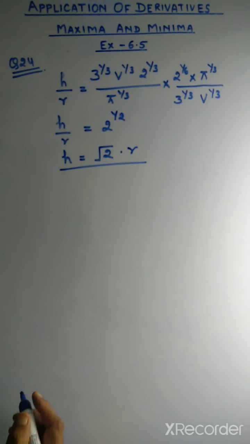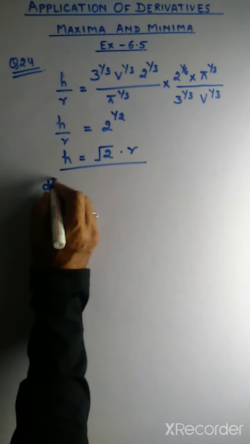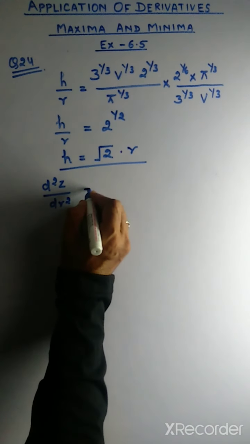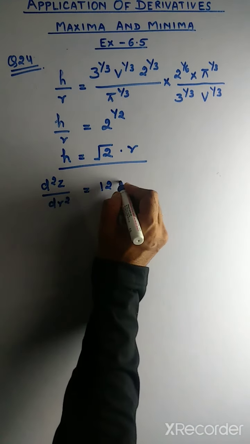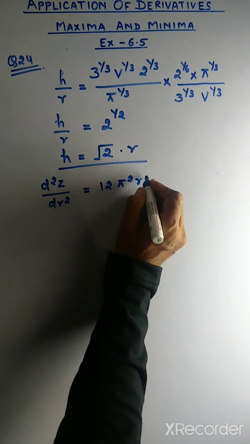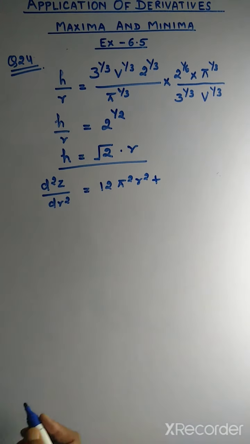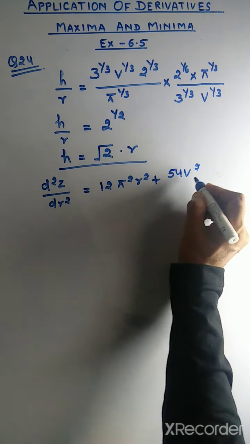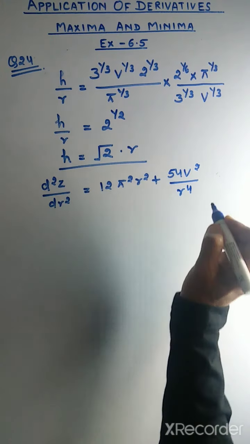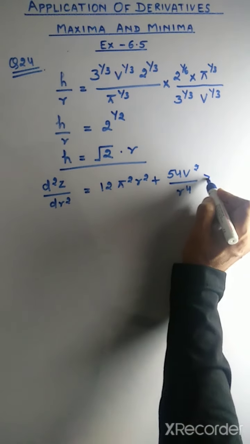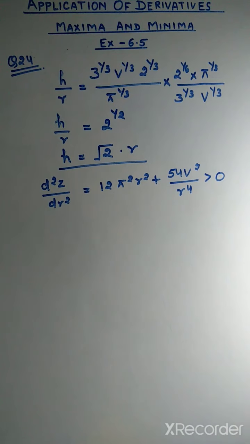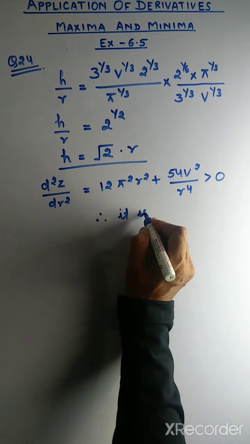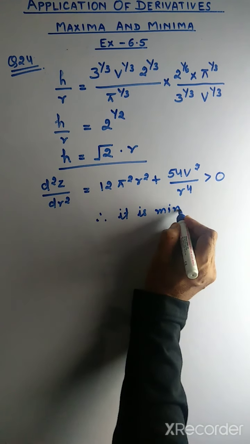Now, since we want the least curved surface, the second order derivative of the curved surface area will give us 12 pi square r square plus 54 v square upon r raised to the power 4. So both terms are positive, which means they are greater than 0. Therefore it is least, that is minimum.